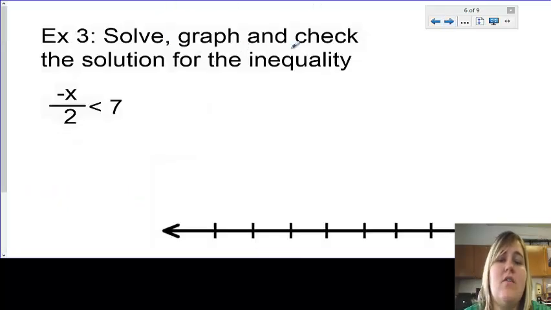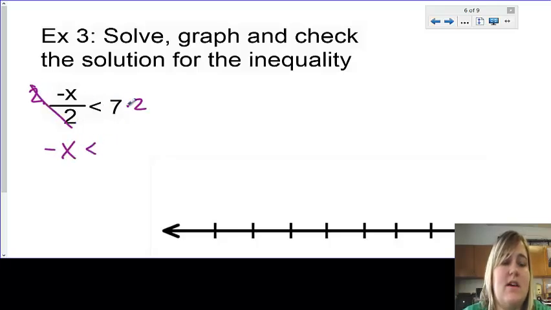It says solve, graph, and check the solution for the inequality. So I have negative x over 2 is less than 7. I would guess that you would tell me to solve this by multiplying by 2 on both sides. And I have negative x is less than 7 times 2 is 14. There is a negative here, but I haven't multiplied or divided by a negative yet. So my sign has stayed the same.